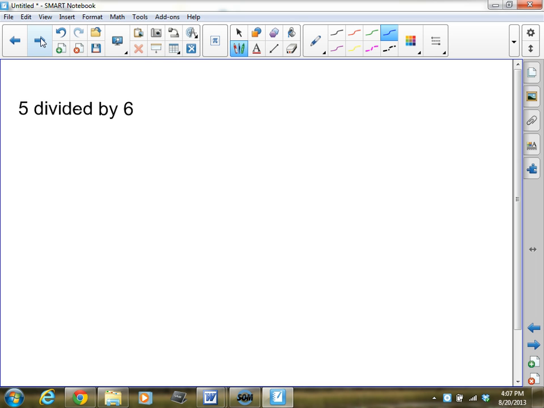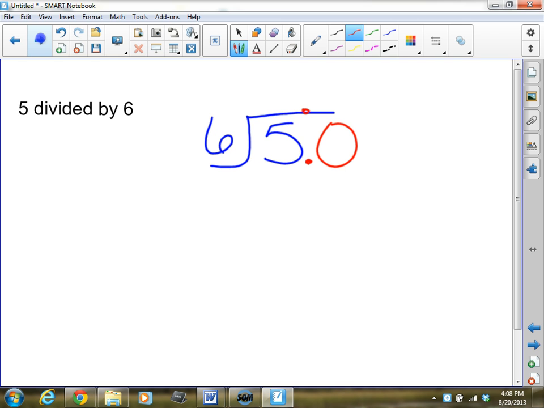Let's try it one more time. There's no decimal, but we have 5 divided by 6. Now, this one is a little trickier, but not really. You guys will get it just fine. Like the last problem, I add a decimal, bring it straight up, add a 0 at the end. Now, 6 times what number is pretty close to 50? Well, 6 times 9 is 54. That's too big, so it must be 6 times 8. And I know 6 times 8 is 48. It rhymes. 6 times 8 is 48. That's how I remember it.